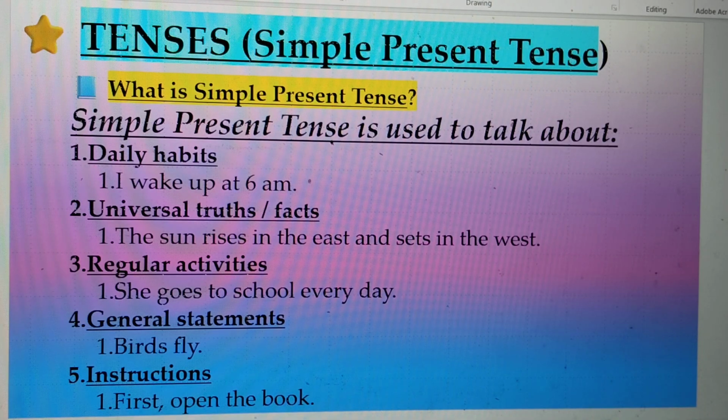Example, if I talk about a daily habit, an example is: I wake up at 6 a.m. So I've not used anything: will, have, shall, no, nothing. We have used simple present tense here to express my routine. I wake up at 6 a.m.